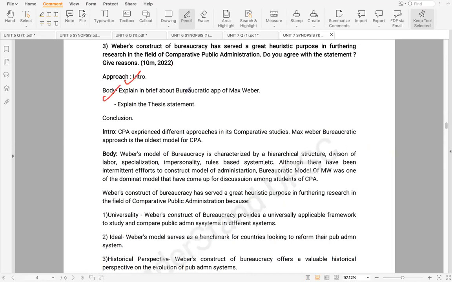Introduction, body, explain brief about bureaucratic application, thesis statement, and conclusion. Introduction: CPA experienced different approaches in comparative studies. Max Weber's bureaucratic approach is the oldest model. Body: we'll try to include as many keywords of Weber in a single sentence because it's a 10 marker, right?